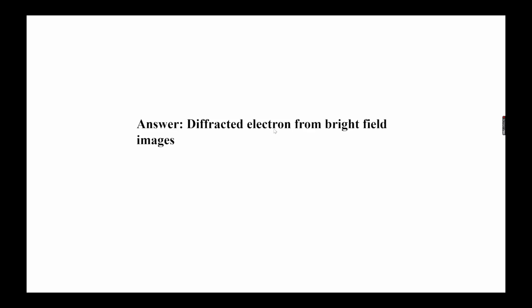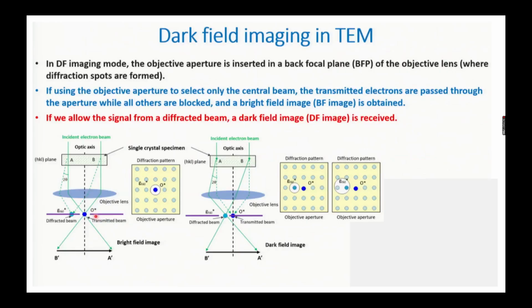So the diffracted electron from a bright field image will be the answer. This you can't see for bright field TEM. For imaging, we need a direct beam, na? Yes, that is okay for the dark field imaging. You can see the TEM image for the dark field, but not for the bright field.